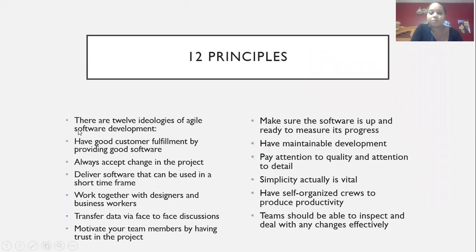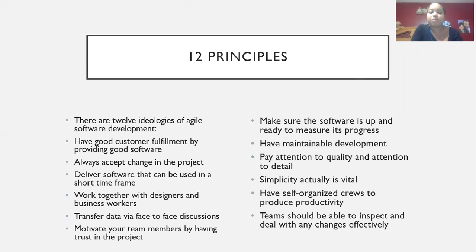There's 12 principles to Agile methodology, and number 1 is having good customer fulfillment by providing good software. The next is to always accept change, because Agile methodology is about accepting change and adapting to changes. Next is delivering software that can be used in a short time frame. And then they should be able to work together with designers and the business workers. And they should be able to transfer data via face-to-face discussions, not only over telephone and email.